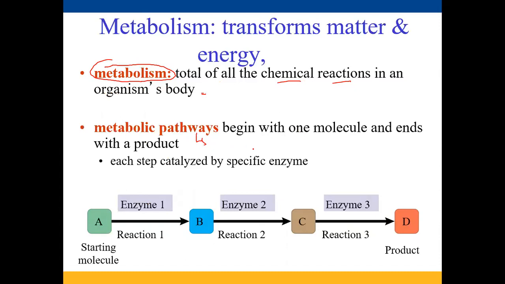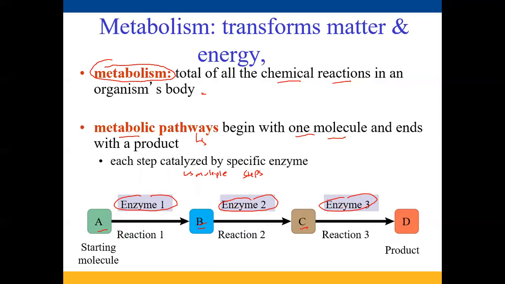When you think about a metabolic pathway, that means you're starting with one molecule and ending with a product, and it takes multiple steps, right? It's going to take multiple steps to get your end product. This is showing that A makes B, B makes C, C makes D. Each one of them involves its own specific enzyme. A is specific to enzyme 1 to make product B. B is specific to enzyme 2 to make product C. C is specific to enzyme 3 to make product D.